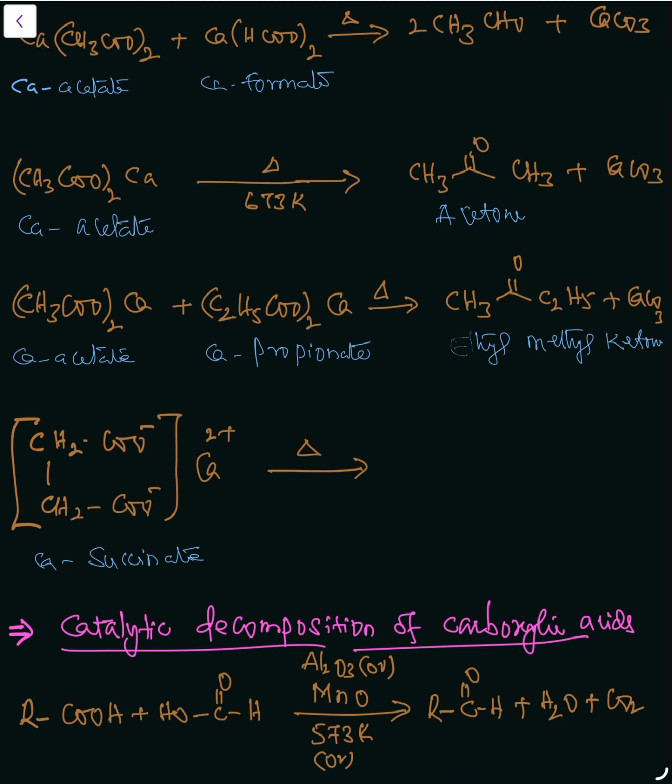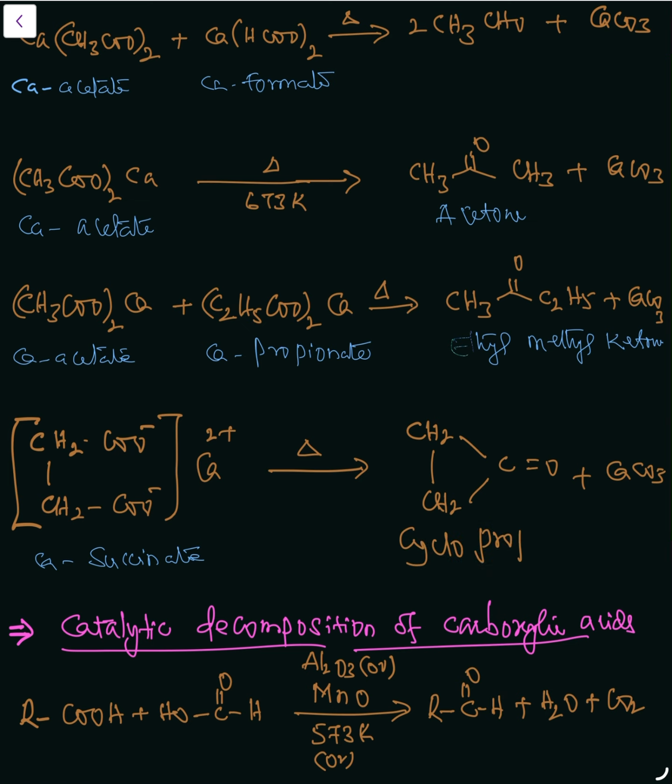Next, let us see calcium succinate on heating, where cycloketones are formed. So the compound formed is CH2 C double bond O. So this is calcium carbonate. Cyclopropanone is the product in this reaction.